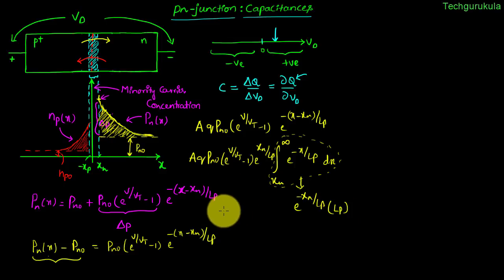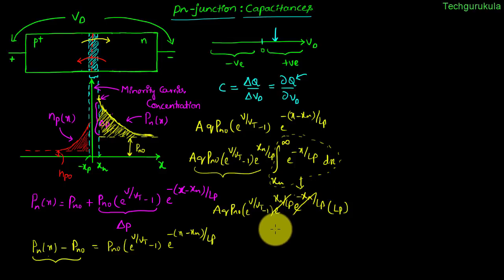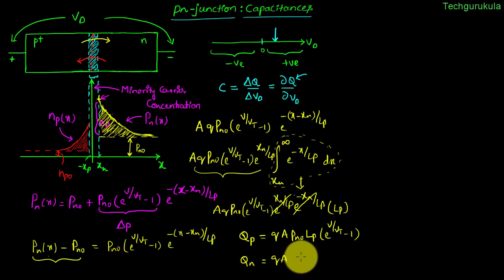So now we can multiply this with these terms. e power xn over Lp and e power minus xn over Lp get cancelled. So now the whole charge on the N side would be equal to, if you do a similar procedure to find the excess electron charge in the P side, we would get Qn is equal to Q times A times Np naught times Ln times e power V over Vt minus 1.